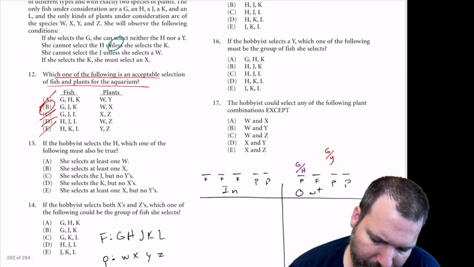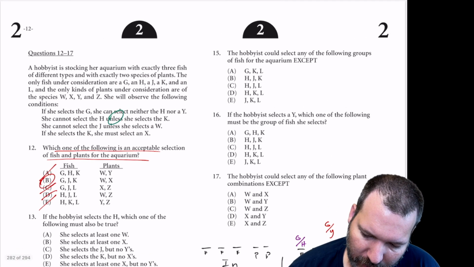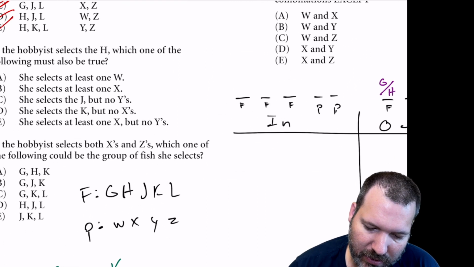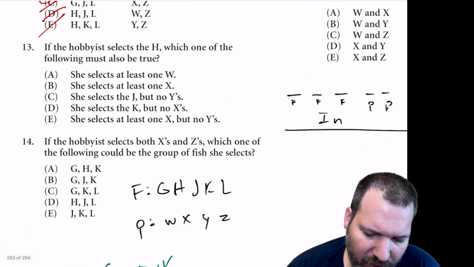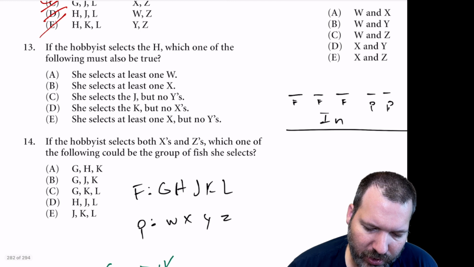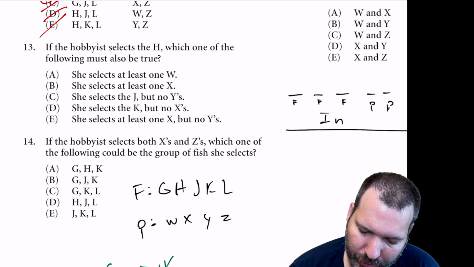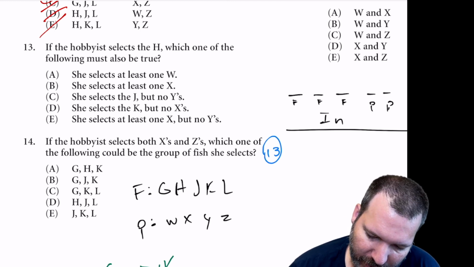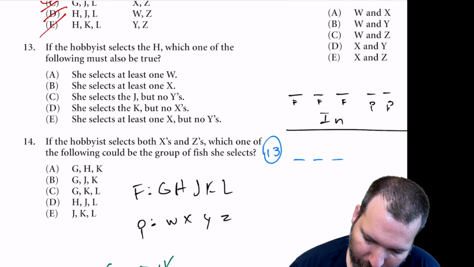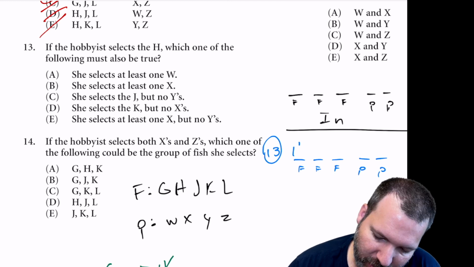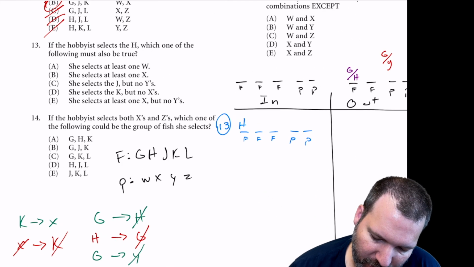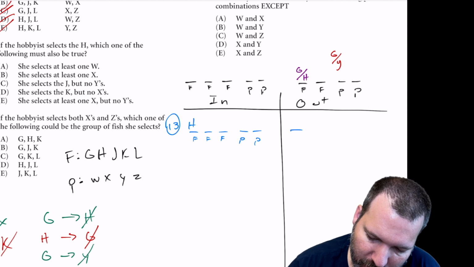Okay, looks like we got a lot of specific questions. Let's start with 13. If the hobbyist selects H, which of the following must also be true? So for 13, if she selects H, so 1, 2, 3, 4, 5, H is a fish. Well, what else do we know? If H is in, G is out, so that's one of the 2 fish that are out for sure.